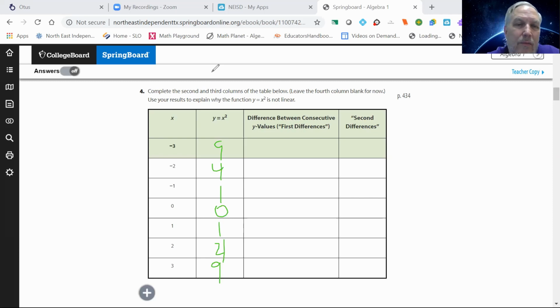Remember in the previous lesson we did first differences and second differences. First differences are where we check whether it's linear without looking at the graph. We looked at this graph and know it's not linear, but let's go through the process. The first difference is the difference between these numbers. Remember, it's the second number minus the first, so 4 minus 9 is negative 5. Then 1 minus 4 is negative 3, 0 minus 1 is negative 1, 1 minus 0 is 1, 4 minus 1 is 3, and 9 minus 4 is 5. So we can tell by that that this is not linear.